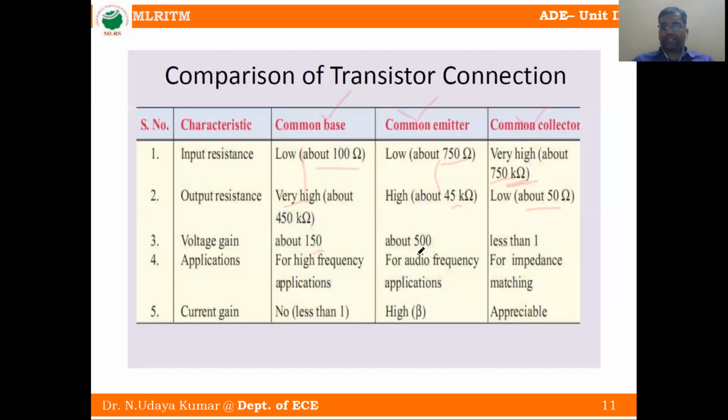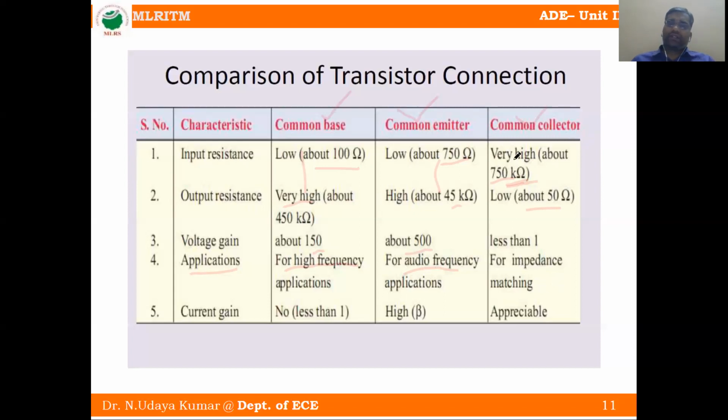Common collector configuration is about 500. Voltage gain: in common collector configuration, voltage gain is less than 1. Next, applications. For high frequency applications, we use the common base configuration. For audio frequency, the 20 to 20 kilohertz range, we use common collector or common emitter configuration. Common collector configuration is used for impedance matching.